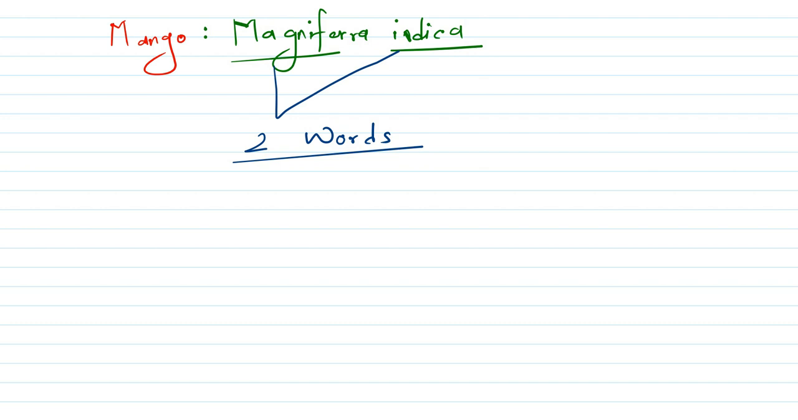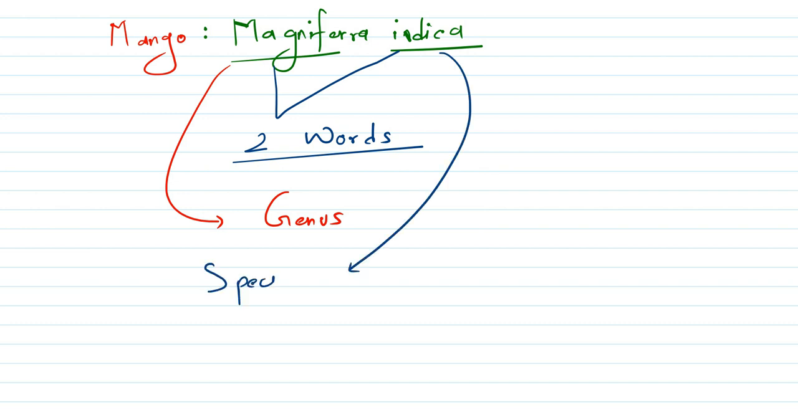In these two words, the first word is always the genus of the particular organism, and the second word is the species. So the first word is the genus and the second word is the species. What exactly genus and species are, we will understand in some other video, because for that we have to understand something called the taxonomic hierarchy. That will take time, so we will understand that in another video. So now you have understood: the first word is genus, the second word is species.